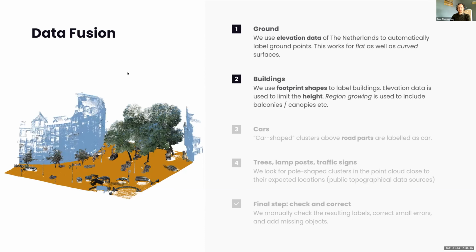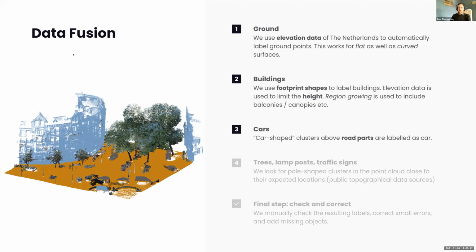Next, we look at buildings. We use footprint shapes of the buildings to do an initial labeling. We also limit the height of buildings by looking again at the elevation data. And then we use some region growing techniques to also include balconies, canopies, and other things that are kind of protruding from the facade of the building, which are not included in these footprint shapes.